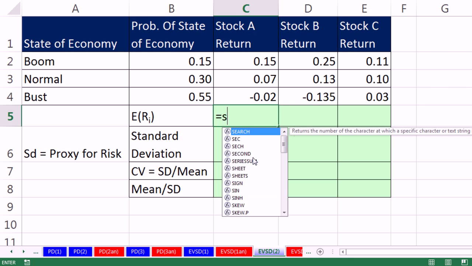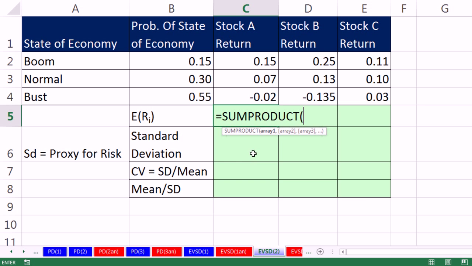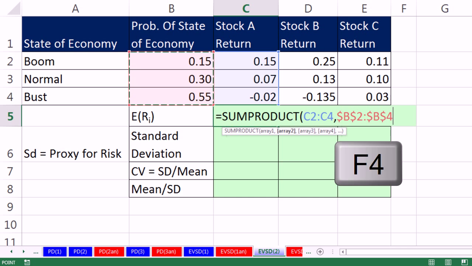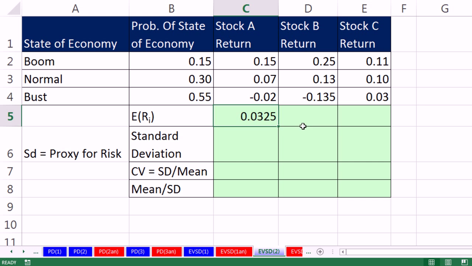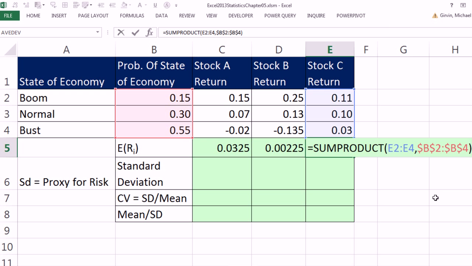So equals SUMPRODUCT. Now we've got to be careful here because I want to copy this formula to the side. Notice right now, the first column is going to be relative as I copy it, comma, and then our array 2. Each one of these columns, boom, boom, boom, have to be multiplied by the probabilities for the state of the economy. So I'm going to hit F4 to lock it. And that's it. Expected return, expected value, our average or mean. Click in the last cell, F2, and there we go.